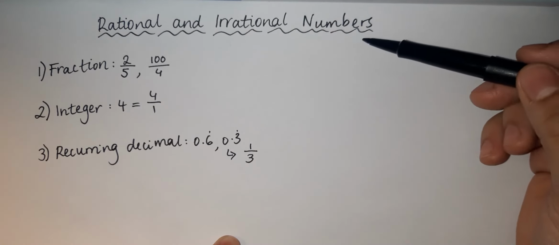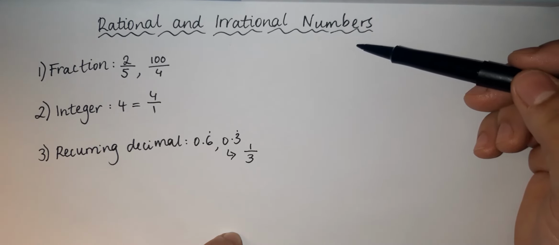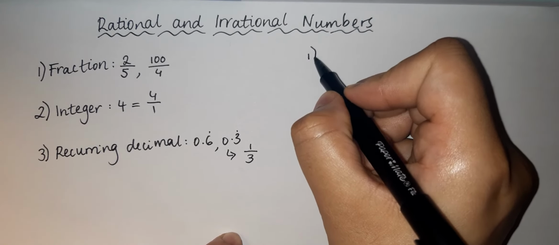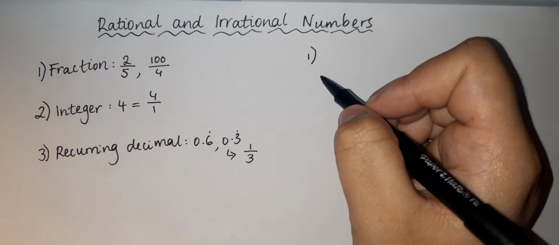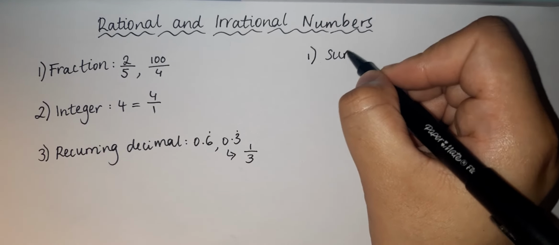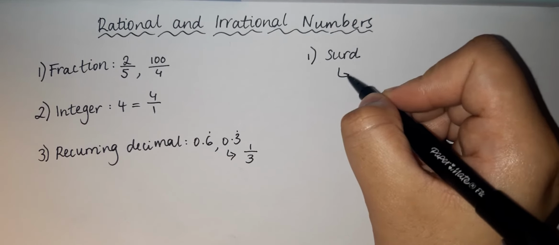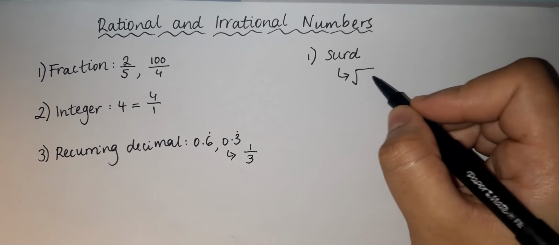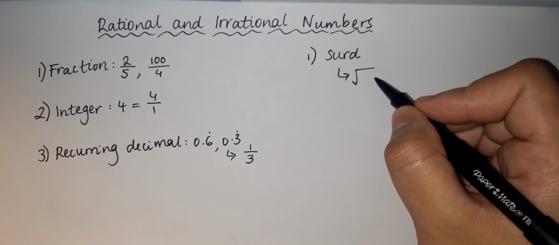Now, if we look at an irrational number, this is a number that cannot be written as a fraction. So the only possibility of having an irrational number, or one of the most common ones, is in the form of a surd. And a surd is taking the square root of a number that cannot be written as a fraction or an integer.